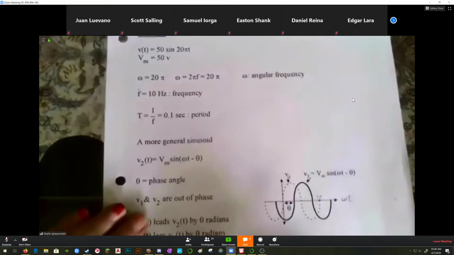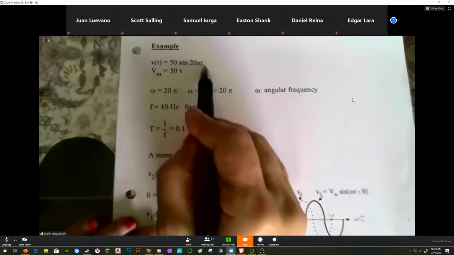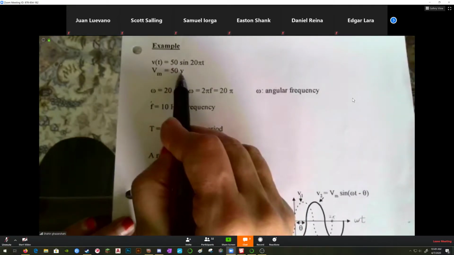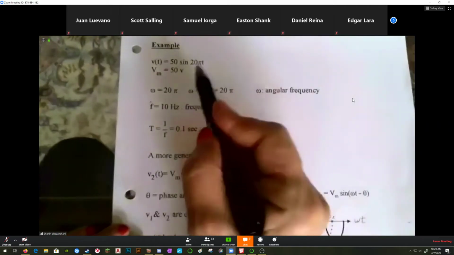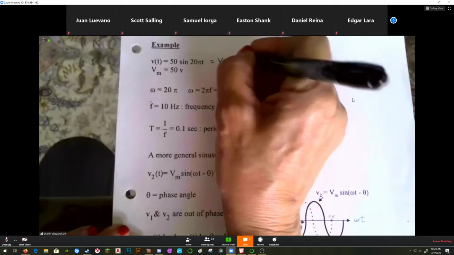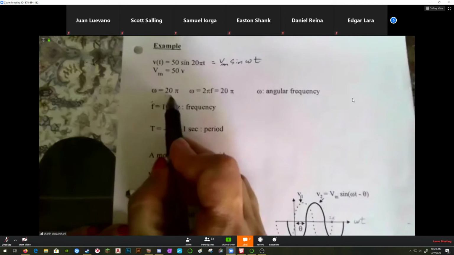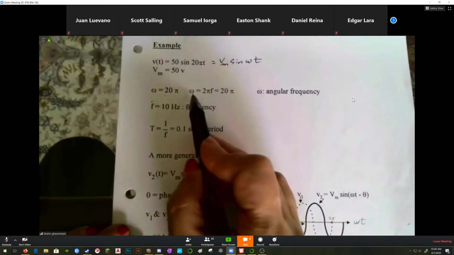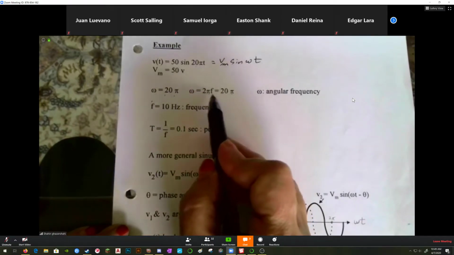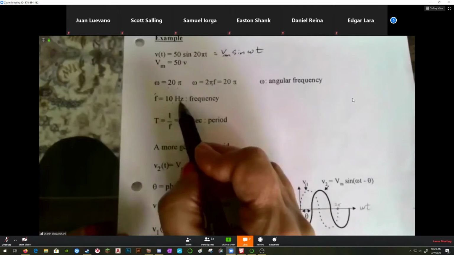If you don't know what a sinusoidal is, how can I go into the analysis of that? So if I give you V of t is 50 sine of 20 pi t, Vm or the peak value is what? 50 volts. So how much is my omega? Because this is Vm sine of omega t, correct? So your omega is 20 pi. Omega is 2 pi f, so from here you can calculate the frequency, which is 10 hertz.